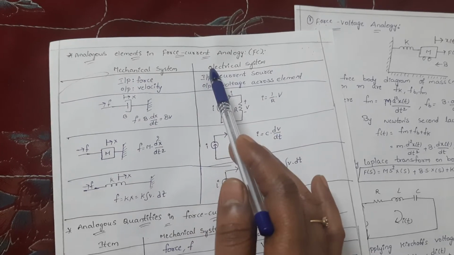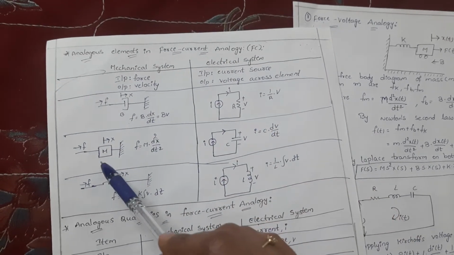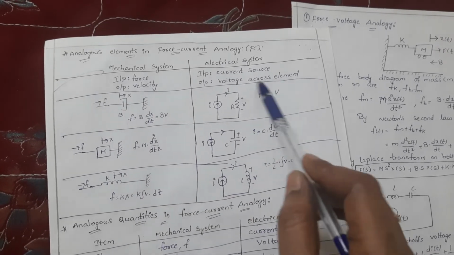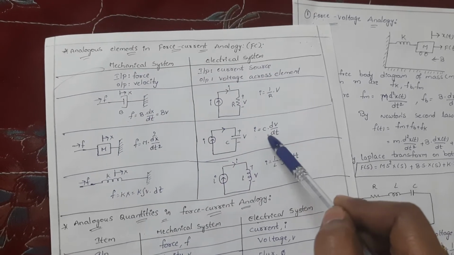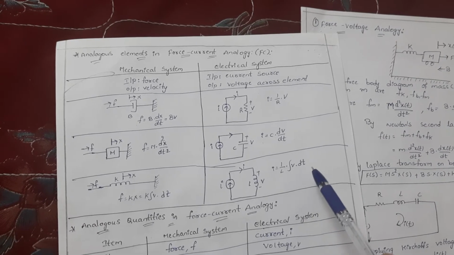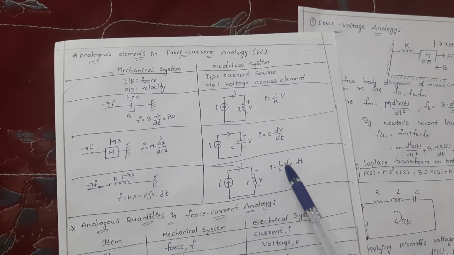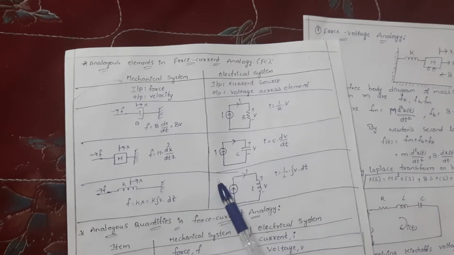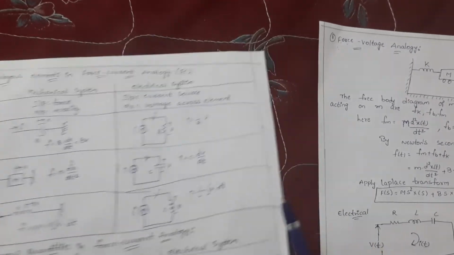See, in force current analogy, for dashpot, it is resistor. For mass, you should replace it with capacitor. And I think we all know these formulas, we already studied: I is equal to C dV by dt. For K, you replace it with inductor: I is equal to 1 by L integral V dt. So you should remember these formulas, force voltage and force current. With that knowledge, we will do one problem.